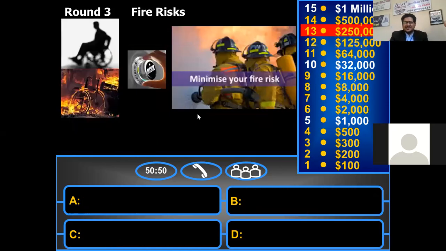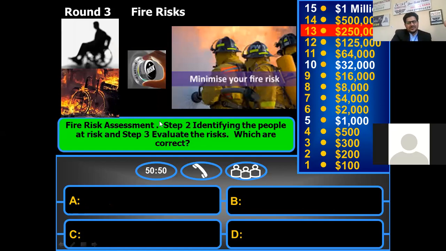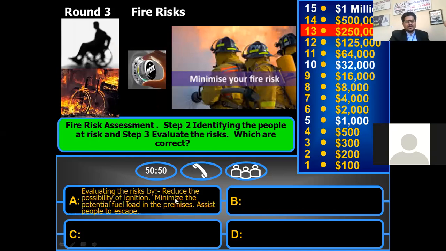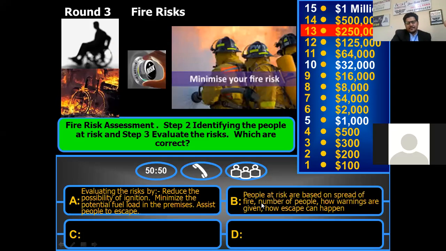Now, $250,000 question number 13. It will be a little bit tricky question, but let's see how you respond to it. Fire risk assessment. Step 2 is identifying the people at risk, and step 3, evaluate the risks, which are correct. Option A is evaluating the risk by reduce the possibility of ignition, minimize the potential fuel load in the premises, assist people to escape. Option B is people at risk are based on the spread of fire, number of people, how warnings are given, how escape can happen. C is both A and B.